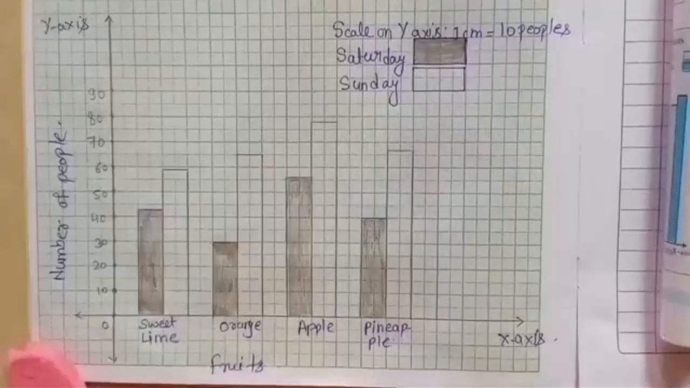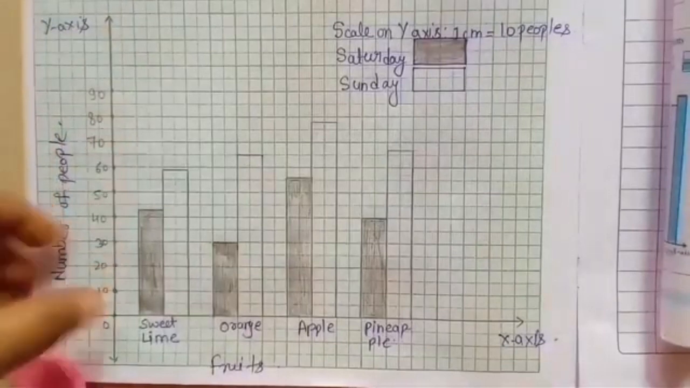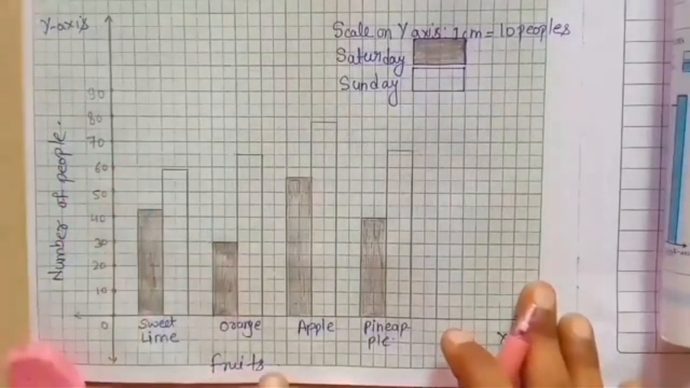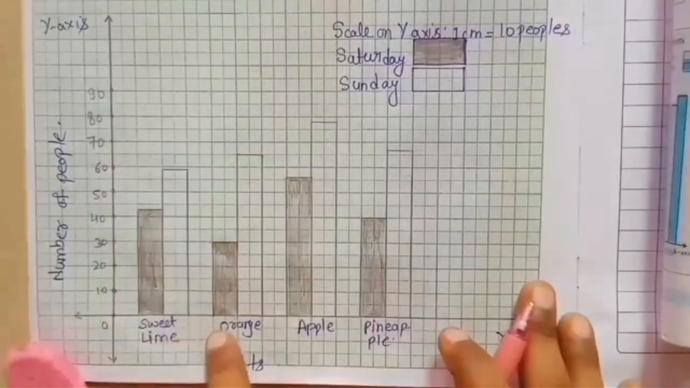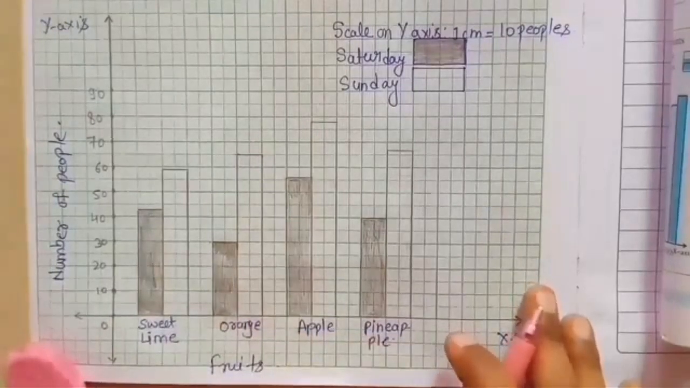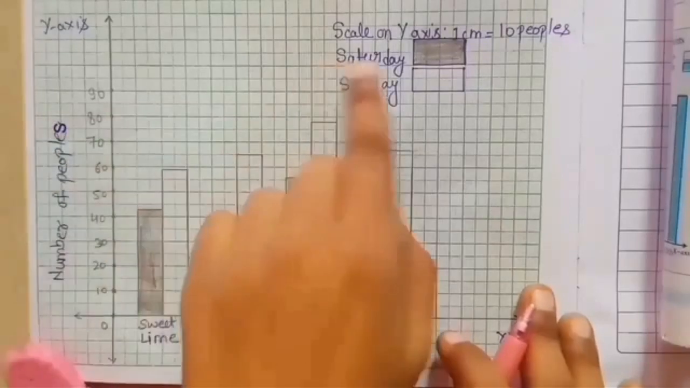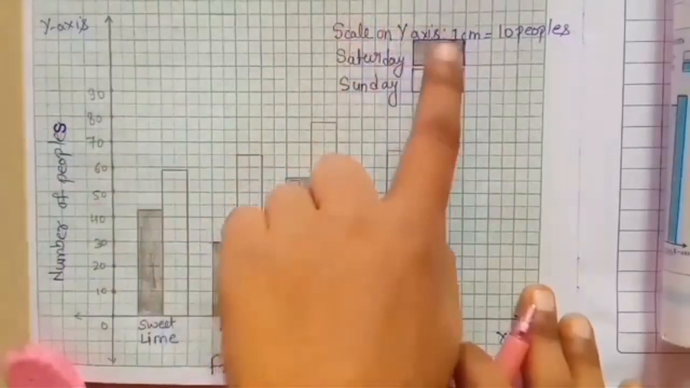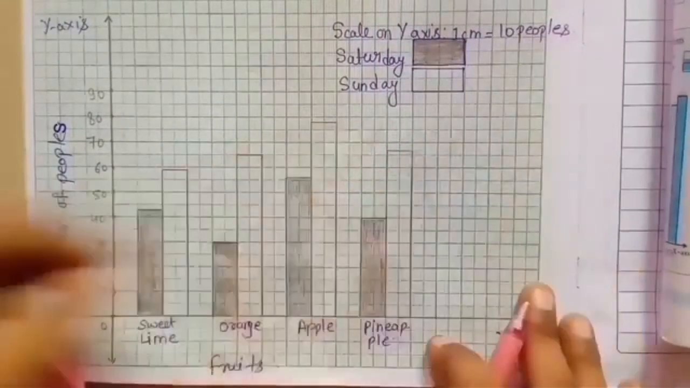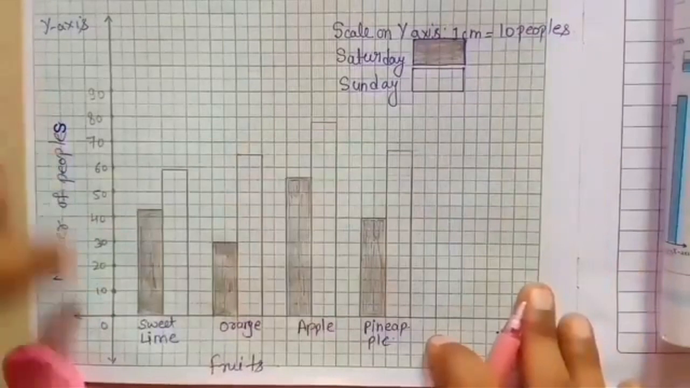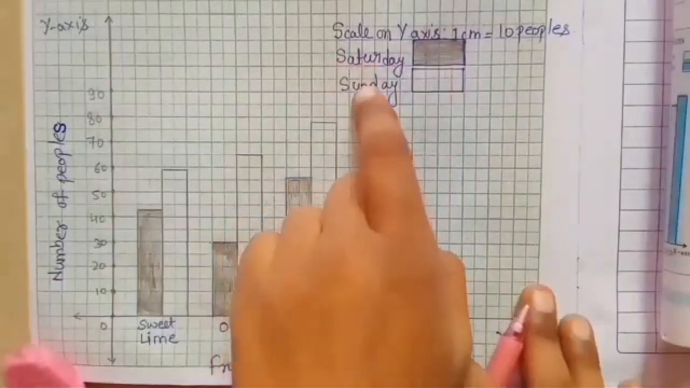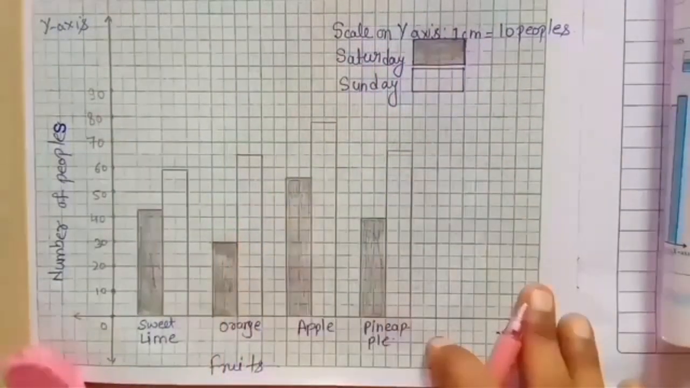So you will draw x-axis and y-axis, and on y-axis you will write down numbers and on x-axis you will write down the name of fruits. So you will take 2 boxes for each fruit in your x-axis and you will write down in your scale, that is scale on y-axis 1 centimeter equals to 10 people, and you will start with 10 and you will write till 90 on your y-axis. And you will keep a box shaded for Saturday and you will keep a box empty for Sunday.